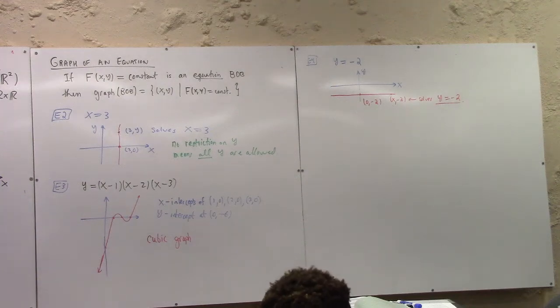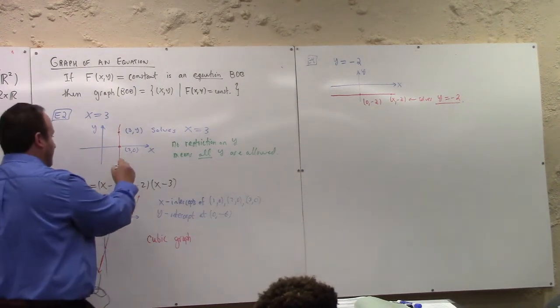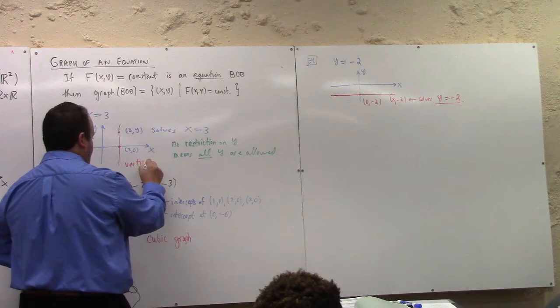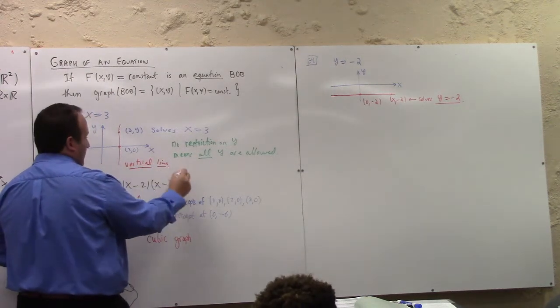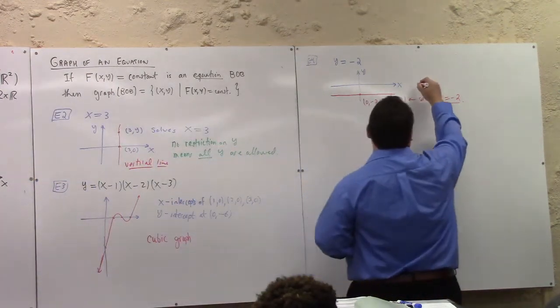This is a what? A horizontal line, right? A vertical line. Horizontal line.